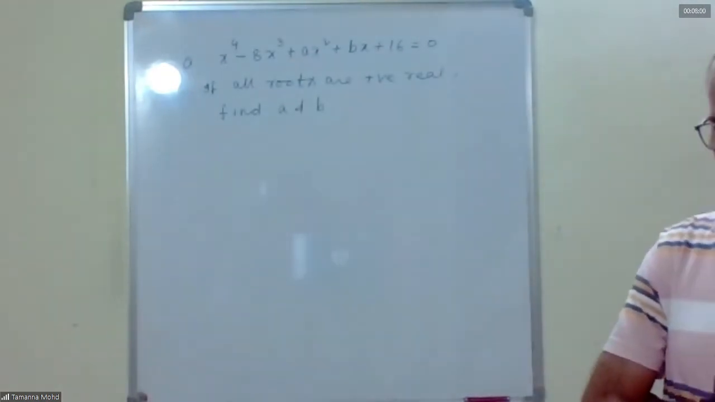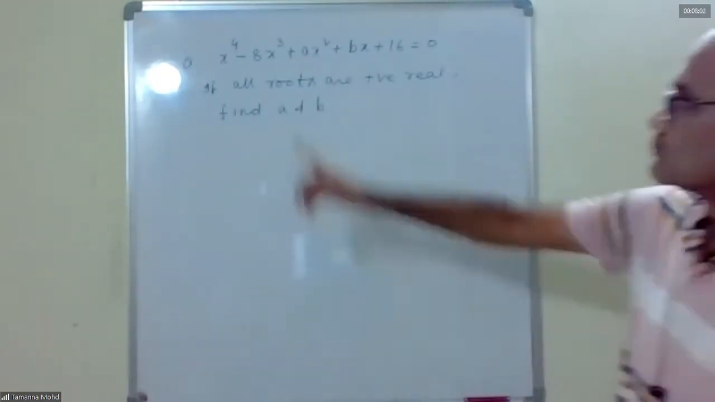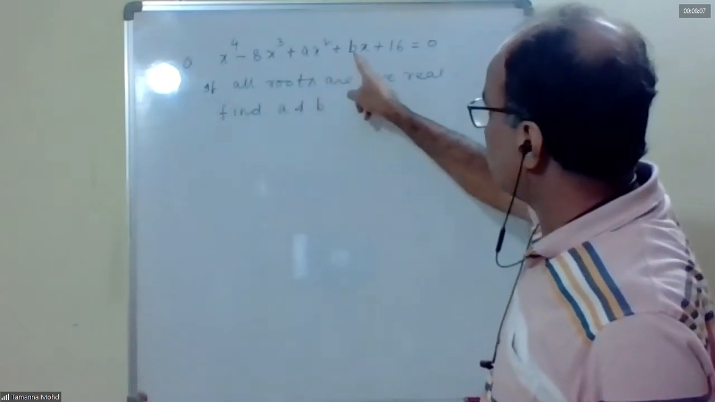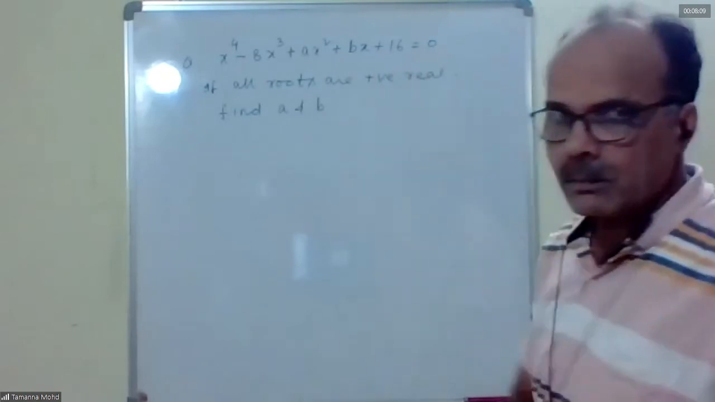Sir, it is 8x cube plus ax square. Yeah, x to the power 4 minus 8x cube plus ax square plus bx plus 16 equal to 0. Okay, sir.